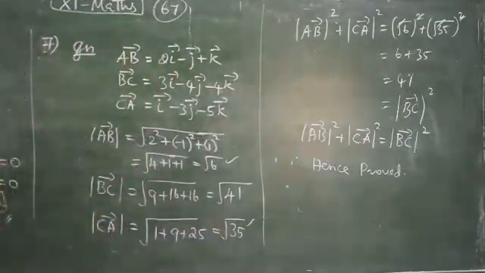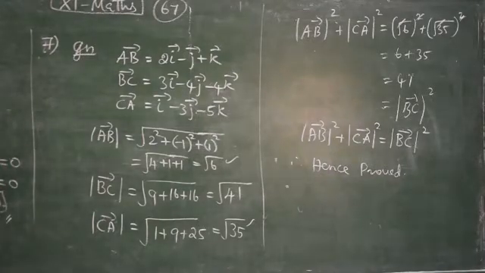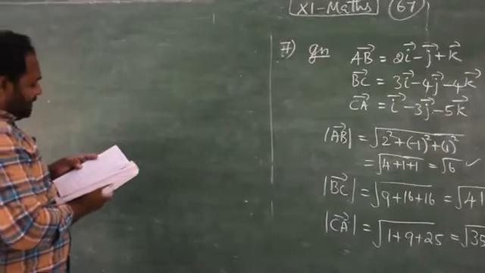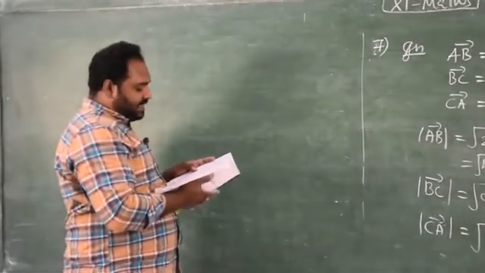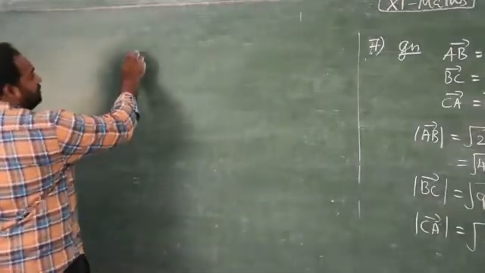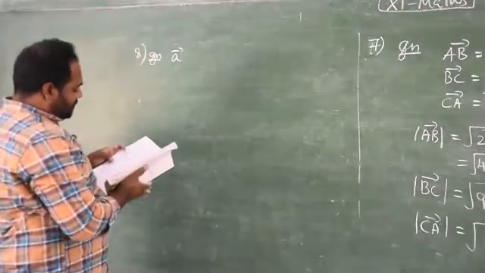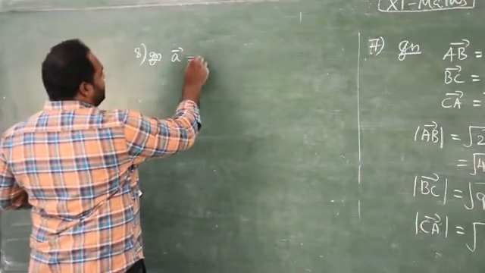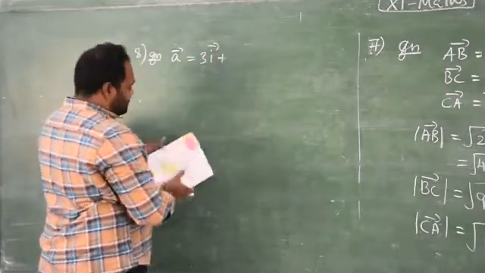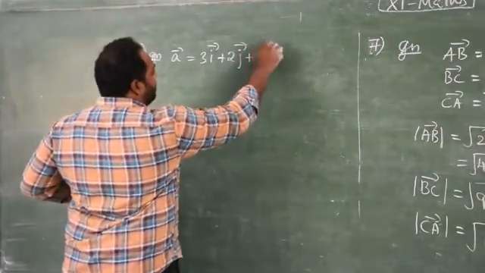Okay, now problem number 8. Very important 3-mark question. Problem number 8 is: find the value of lambda for which the vectors A and B are parallel. So given A vector is 3i vector plus 2j vector plus 9k vector.